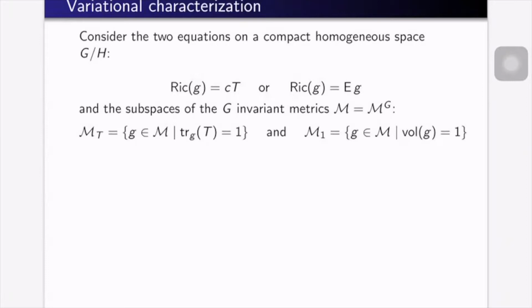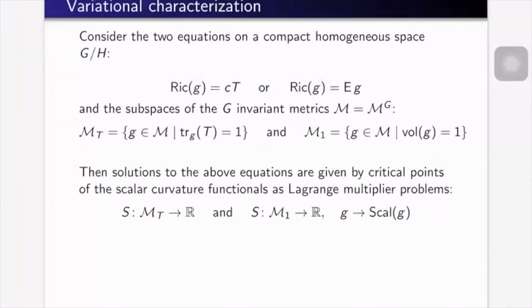So I look at the space of all G invariant metrics. I call that space M. And so this is a hypersurface in a finite dimensional vector space, the set of all G invariant 2-tensors. And I put this constraint on the metric, in each case a different constraint. So for the prescribed Ricci curvature problem, I require that the trace of the tensor T with respect to G is equal to 1, and I look at the subspace that satisfies this constraint. And for the Einstein equation, I put on the constraint that the volume is equal to 1.